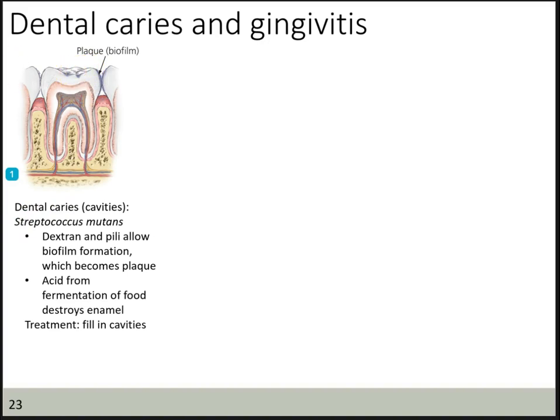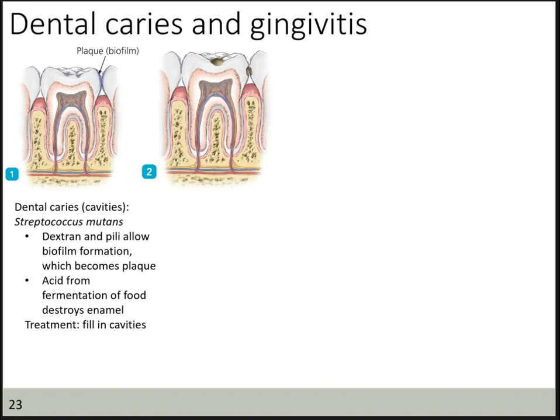Bacteria colonize on the surface of the tooth enamel, and this produces a biofilm, which allows other microbes to come in. Now, what's interesting is that these bacteria are not producing toxins. They may be producing toxins, but that's not what damages the enamel. What damages the enamel is the acidic environment that these bacteria produce. So the acid from fermentation of food destroys the enamel. The treatment is just to fill in the cavity, and that should prevent the bacteria from causing a bigger hole.